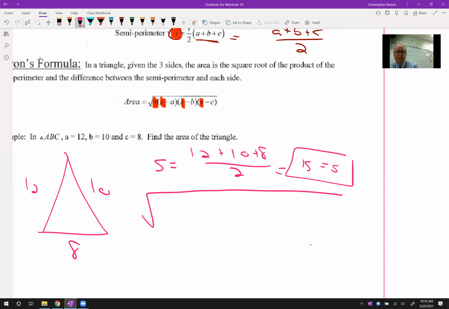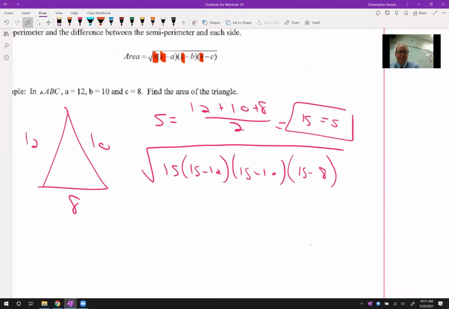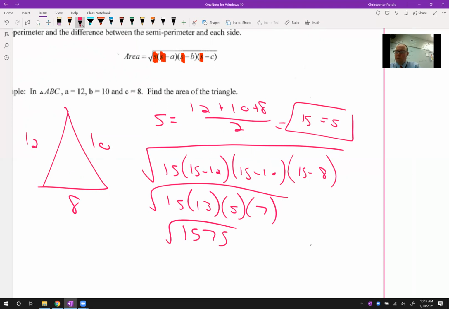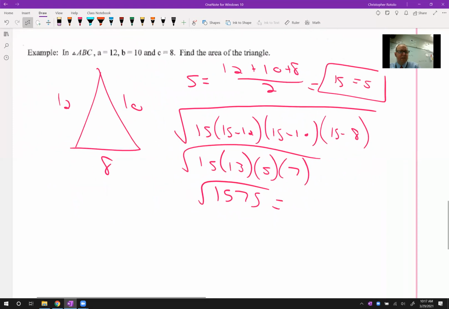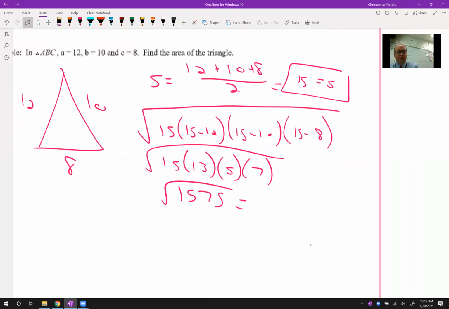So now we're going to use the actual formula. So big square root, I need 15 times (15 minus 12) times (15 minus 10) times (15 minus 8). Okay, so let's get all this together. So 15 times 3 times 5 times 7. I'm going to take the square root of that when I'm all done. So it turns out to be 1,575. That's the number we're going to take the square root of. And again, do we have anything there? No, no unit. All right, so as I take the square root, I'm at 39.69.